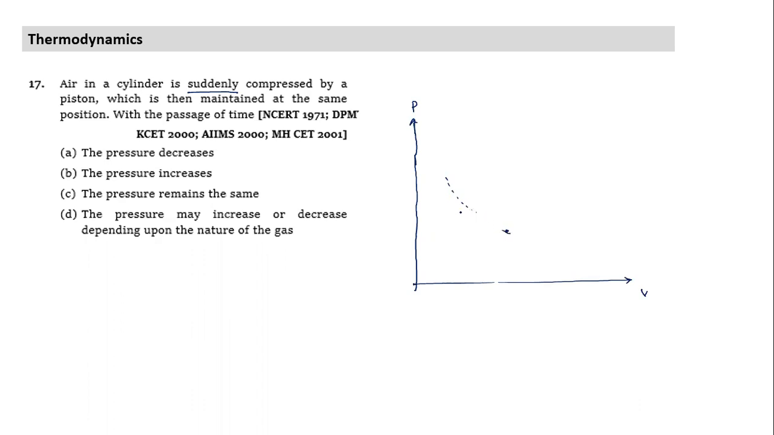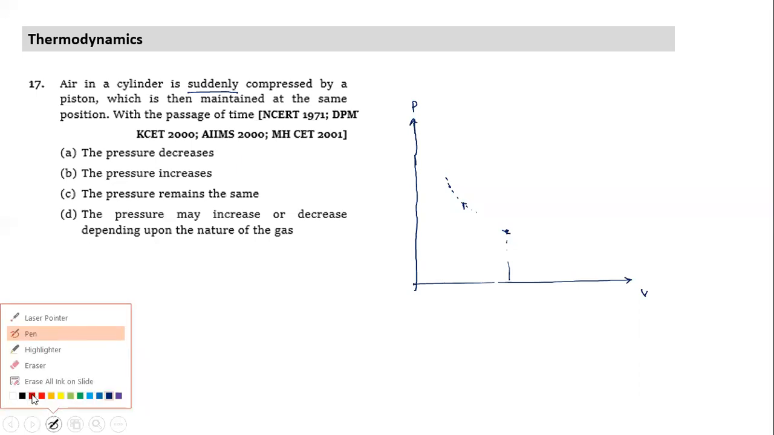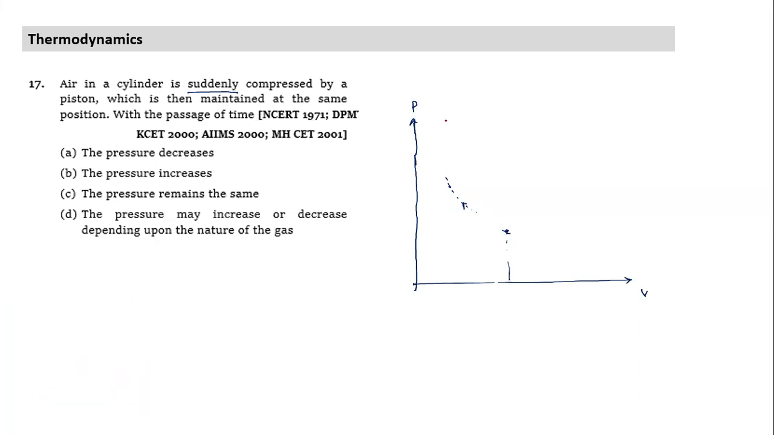if this was my isothermal curve, it is easy for me to draw, because if I take the volume to become half, pressure has to become double. So this is my isothermal curve. The adiabatic curve will be much steeper. So what will be the shape of the adiabatic curve? Let me draw the adiabatic curve also. So adiabatic compression will be something like this. It will go something like this. So this is how the compression has taken place, adiabatic compression.